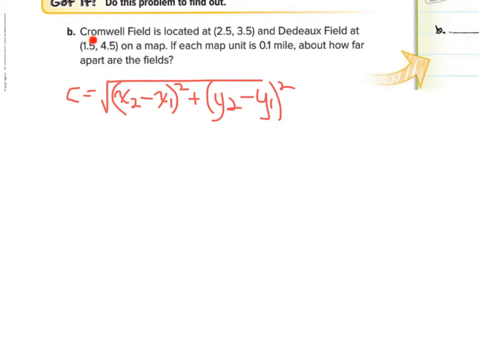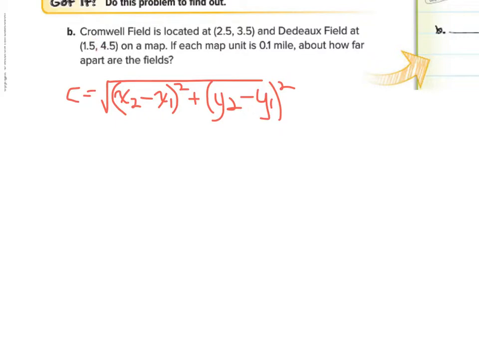Okay, we have Cromwell Field located at 2.5 and 3.5, and Deducts Field at 1.5 and 4.5 on a map. If each map unit is 0.1 mile, about how far apart are the fields? Okay, so each map unit is 0.1 of a mile, 1/10 of a mile. So what do we have to do? Let's find the differences between our coordinates.